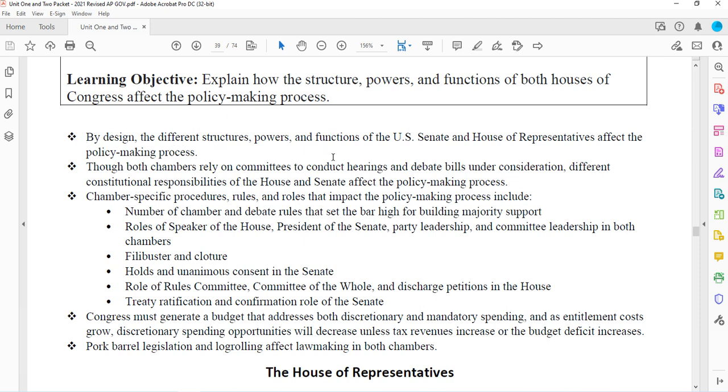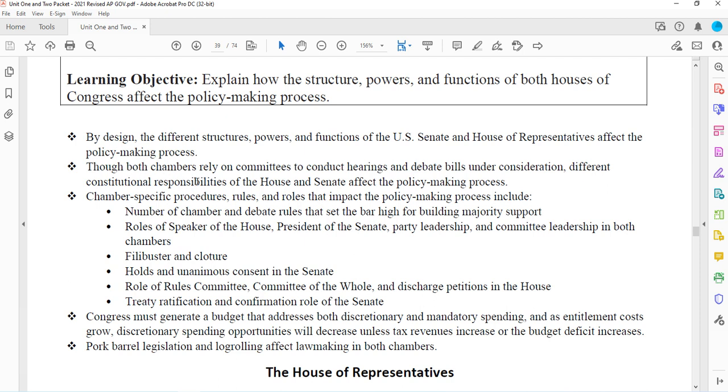By design, different structures, powers, and functions of the U.S. Senate and House of Representatives reflect the policymaking process. We've talked a lot about how the structure of the House, being so large, is fundamentally different. They have 2-year elections, unlike the Senate, where they have 6-year staggered elections, so the Senate is never 100% up for re-election at any one time.